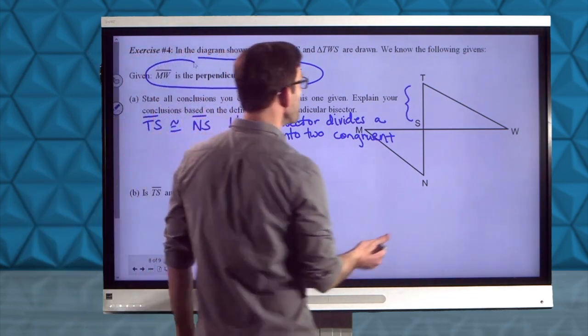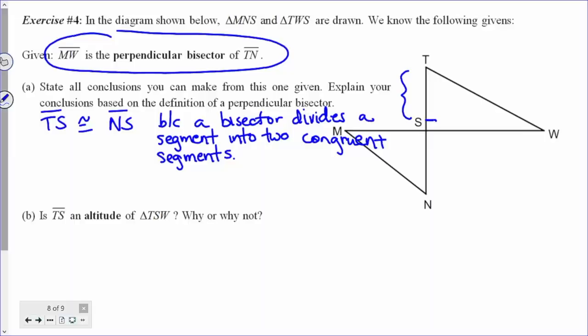And of course, from the perpendicular part, we would know that this and this are 90-degree angles. So I can say angle TSW and angle MSN are right angles.